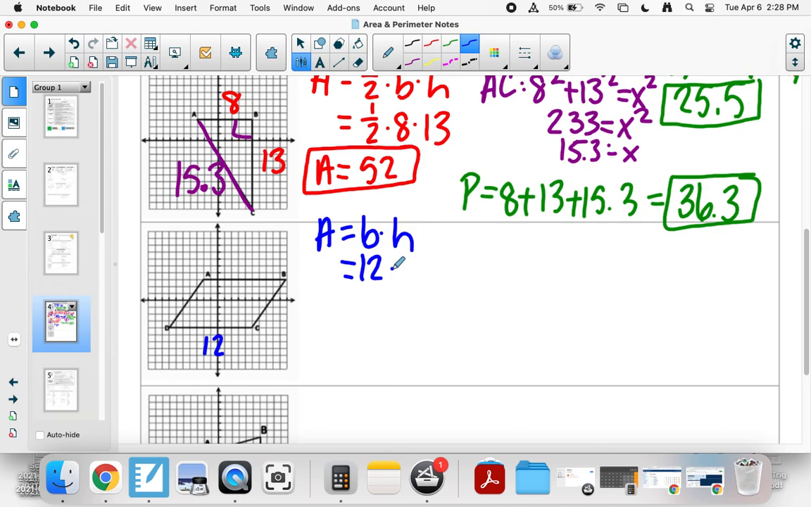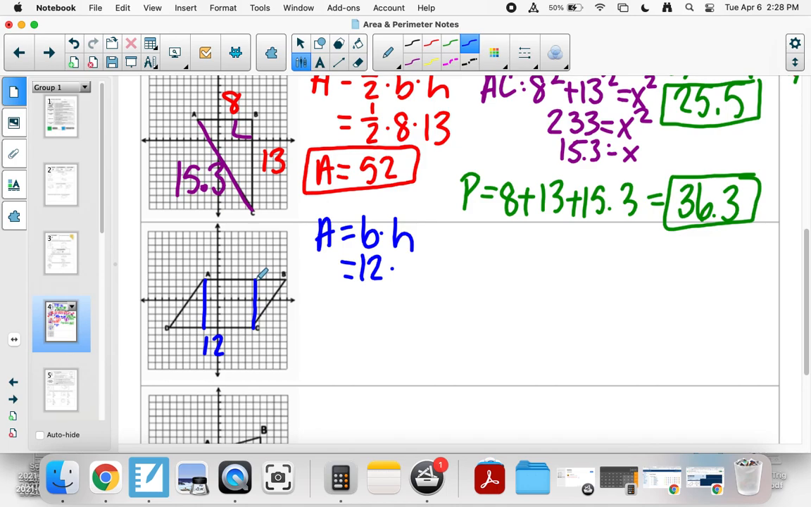Can I count my height? Not yet. Remember what we know about base and height is they have to make what? A right angle. So is this slanted guy my height? No, my height isn't drawn. We're going to draw it. You can either draw it there or you can draw it here, it doesn't matter. Then we can count it.